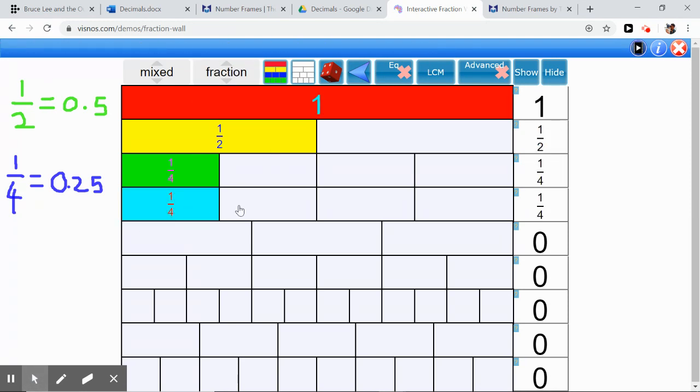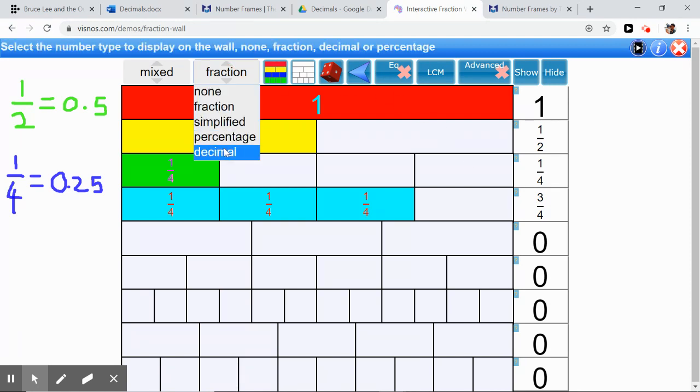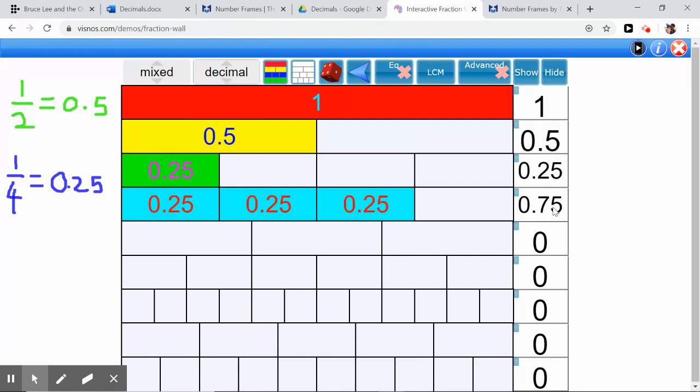I'm going to colour in 3/4. Now, if I turn to a decimal, what decimal number do you think might come here? Let's see. Change to a decimal wall. 0.75. Let's just have a look at that. 3/4 equals 0.75.